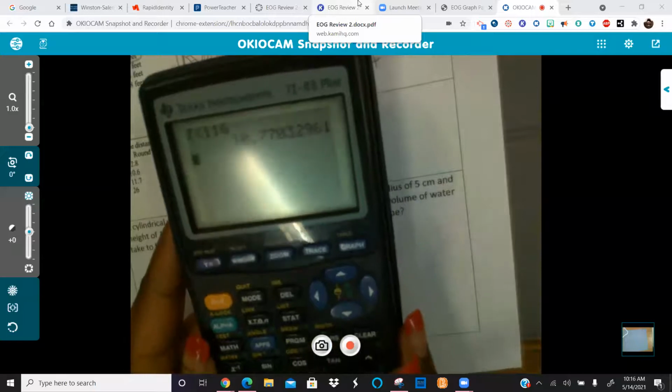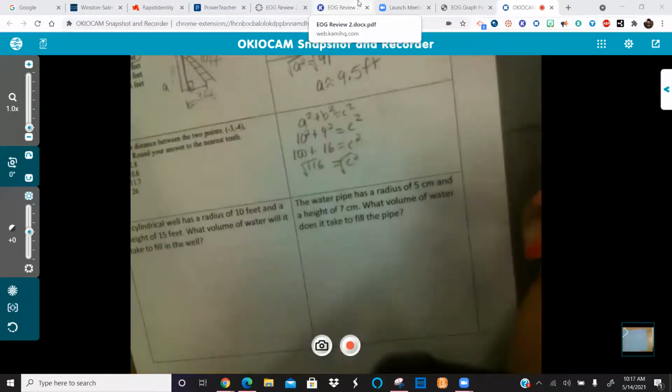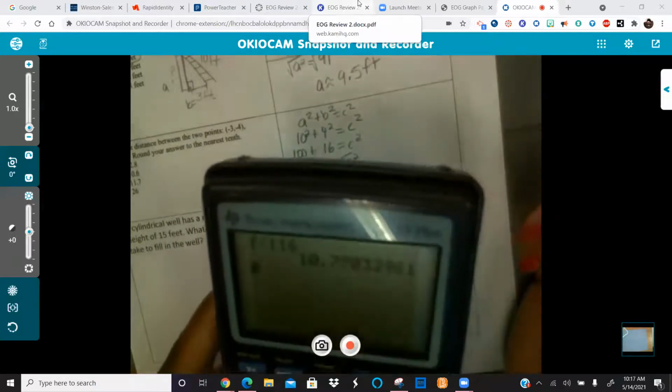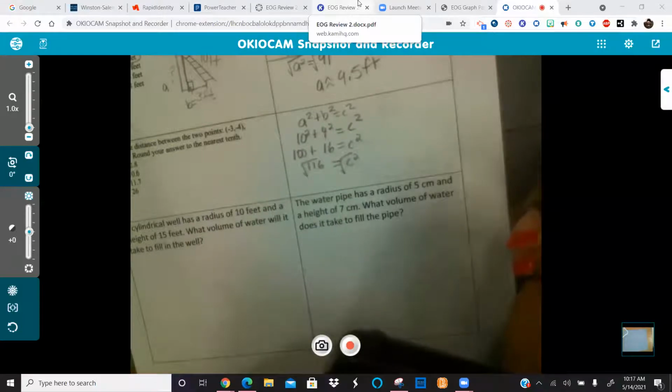So what would this be? What is it? What would this be? Yes. They put 10.6, didn't they?